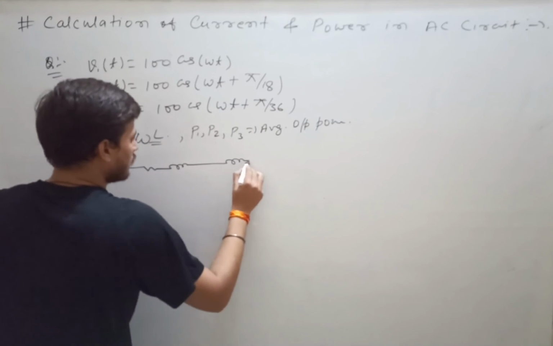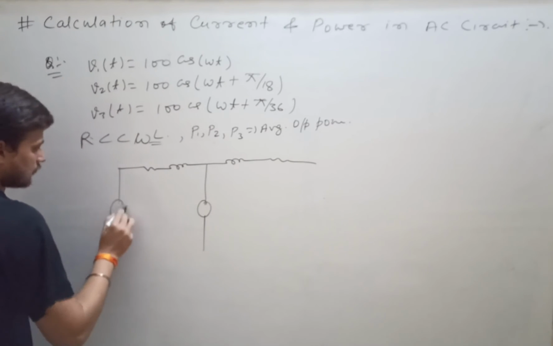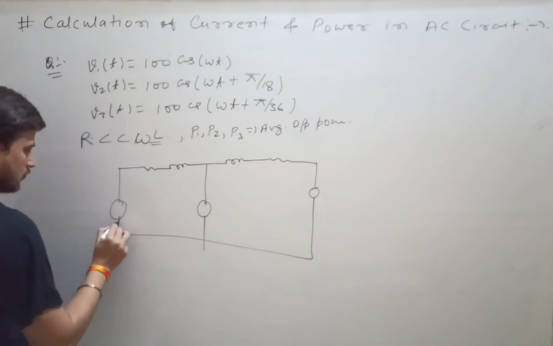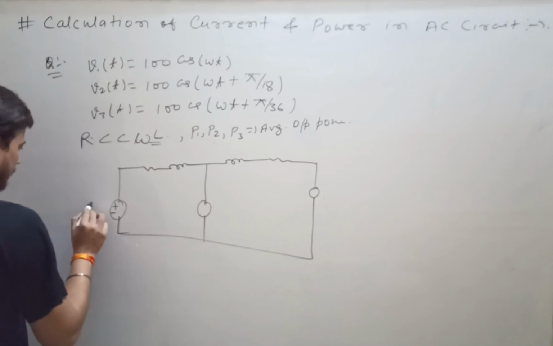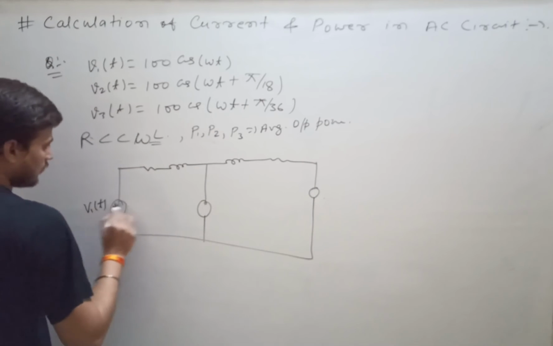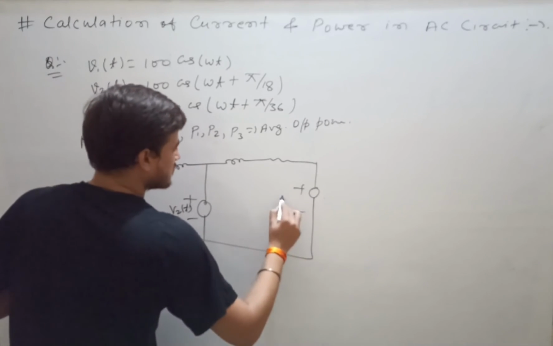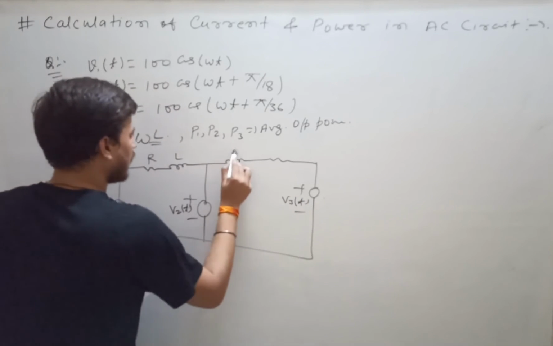The circuit is like this one: source V1(t), source V2(t), and source V3(t), and this is RL. Clear?